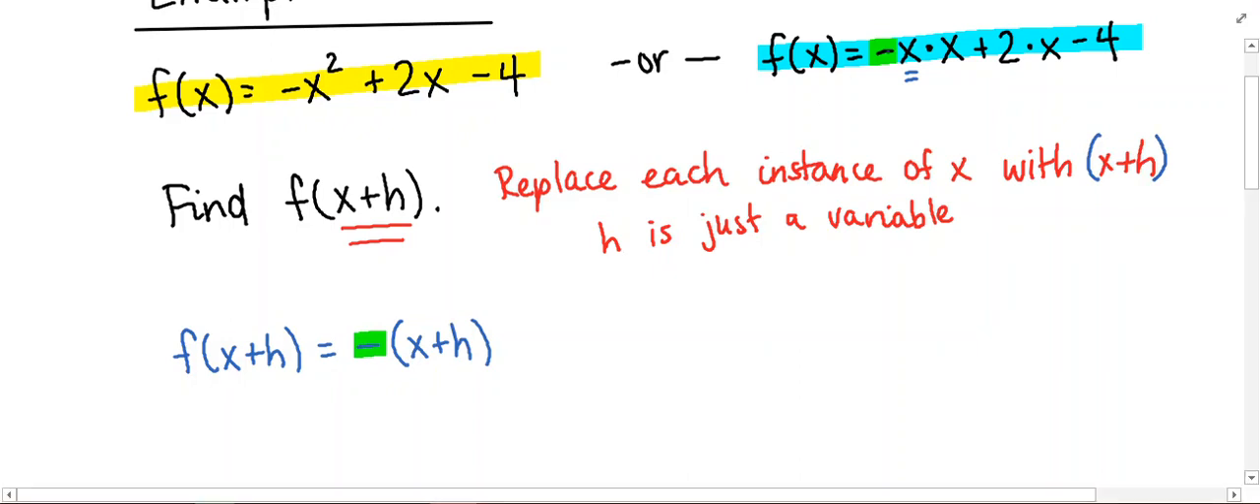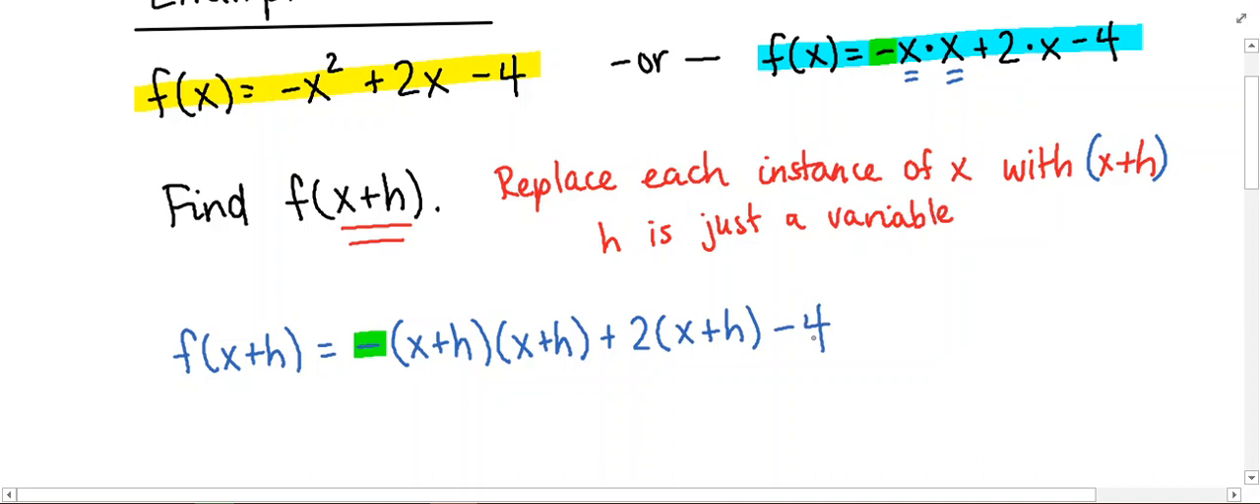Okay, so we've got negative x times x. So we need to replace the second x here with x plus h. And then we move on. So the next term here is going to be plus 2x. So we're going to do plus 2, and instead of multiplying by x, we're going to multiply by the package deal x plus h. And then we're going to tack on the minus 4. Okay, this is how you set it up.